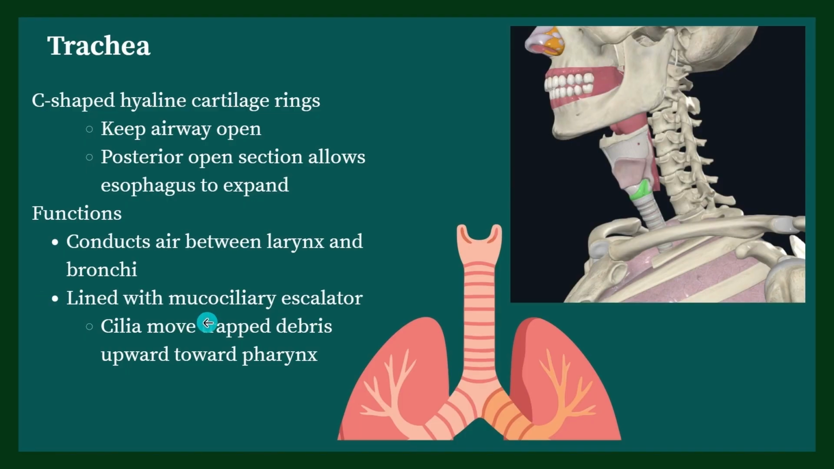And then it's lined with the mucociliary escalator. Those are the cilia that trap debris and move it up into the throat for coughing out.